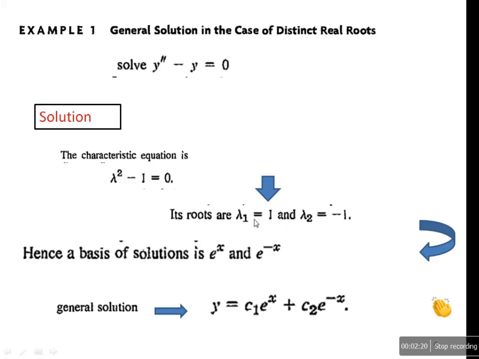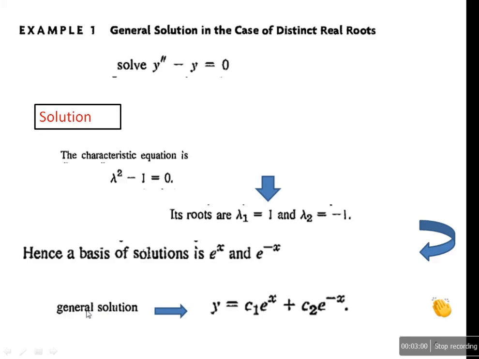You can see I have here two different lambdas, lambda 1 and lambda 2. So this is case number 1. The basis of solution is e power 1x and e power minus 1x, because lambda 1 equal to 1 and lambda 2 equal to minus 1. So the general solution is equal to c1 e power x plus c2 e power minus x.